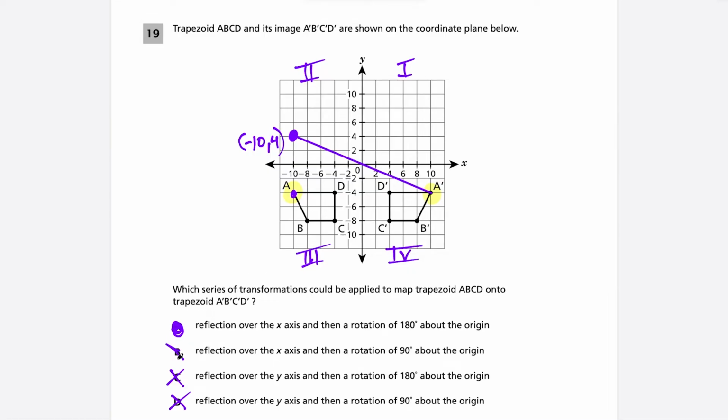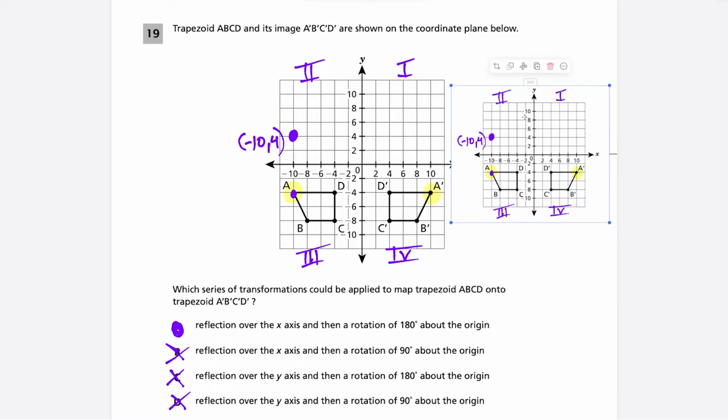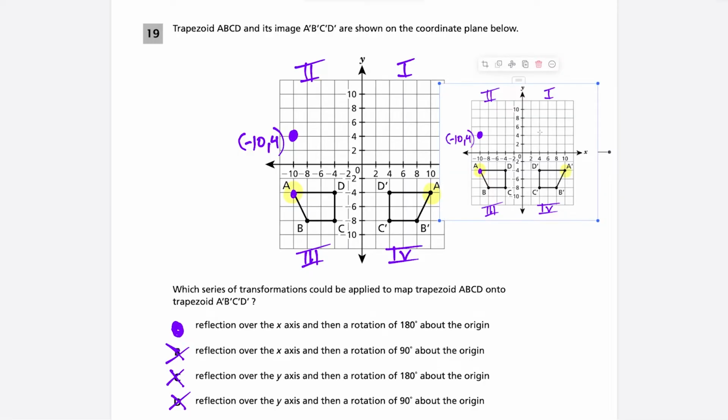All right, so that's why choice B is no good. A is definitely our answer. Now, before we move on, a little trick that I want to show you. Let's say you forget the formulas for rotating.